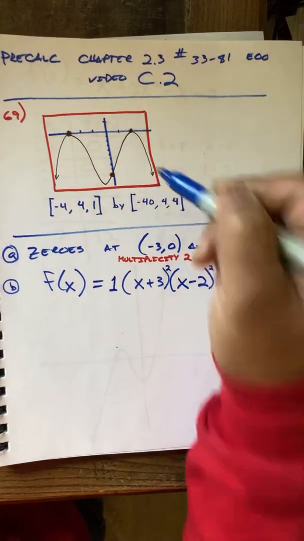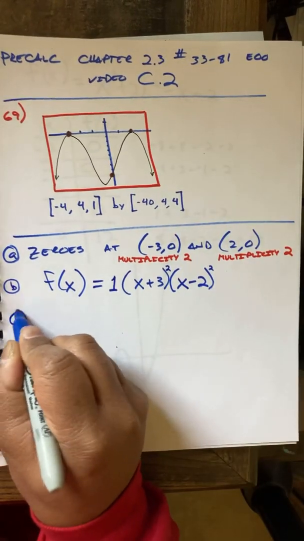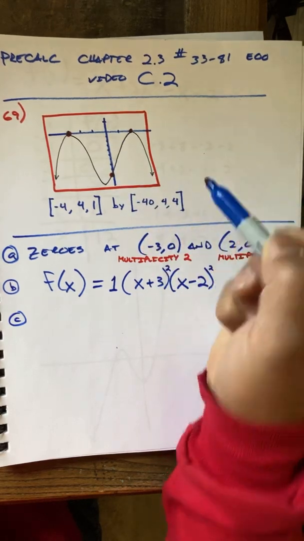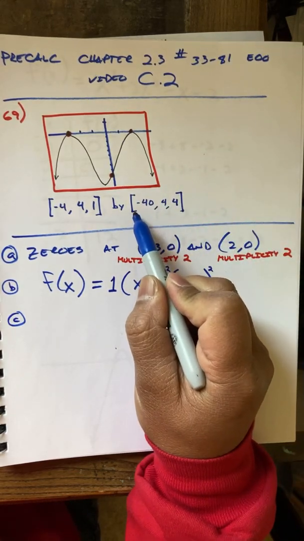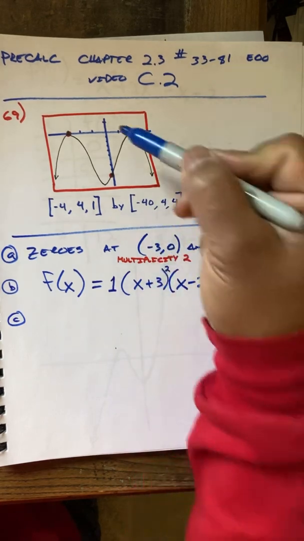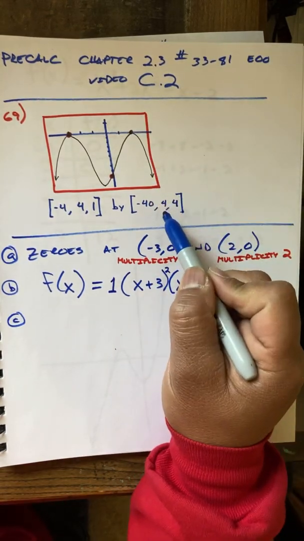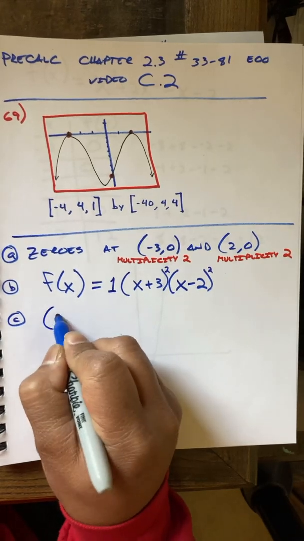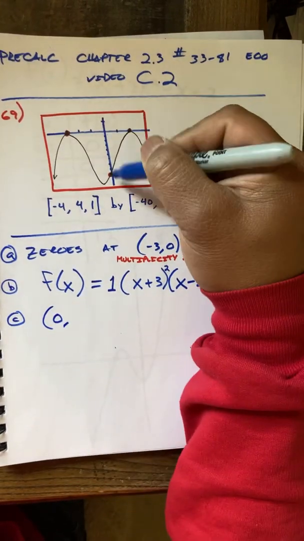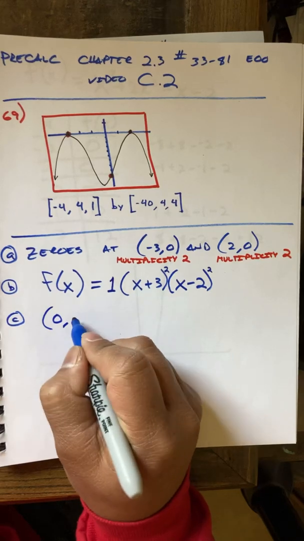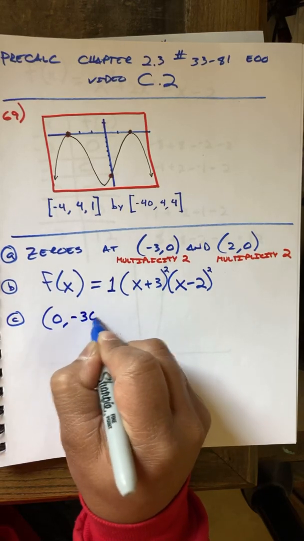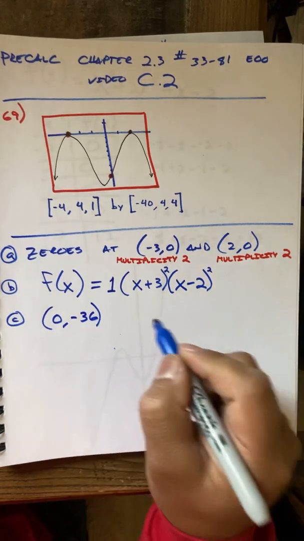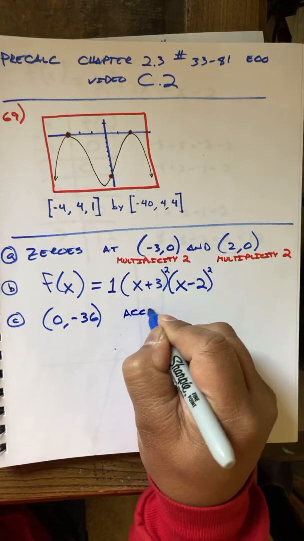Now the y-intercept, according to the graph, is here. It's 9 dots down, right? But according to this information, each tick mark, I should say, is worth 4. So my y-intercept is at 0, comma, go down, 9 times 4 is -36, according to the graph.